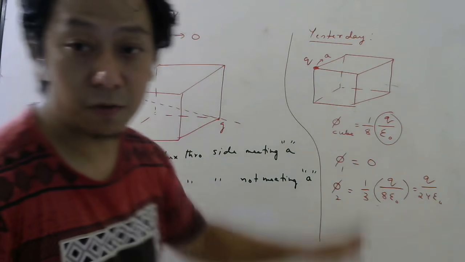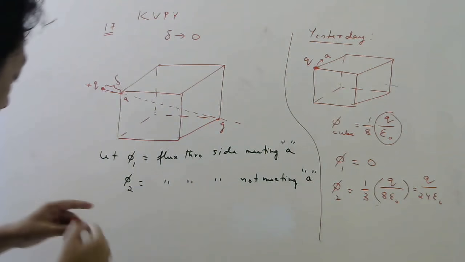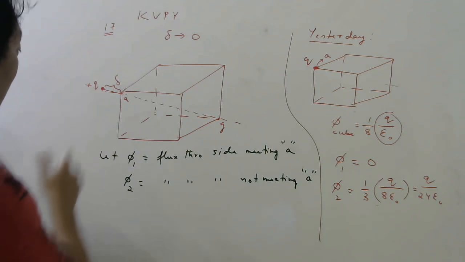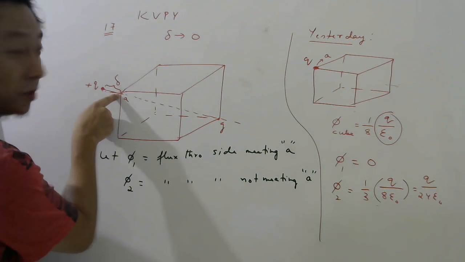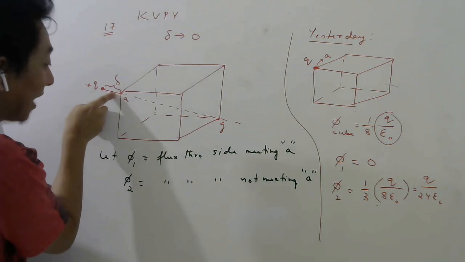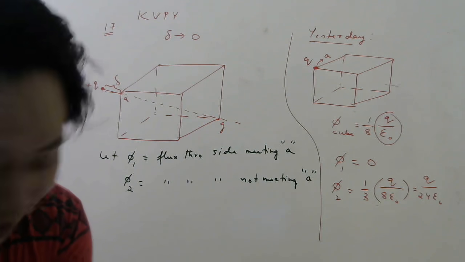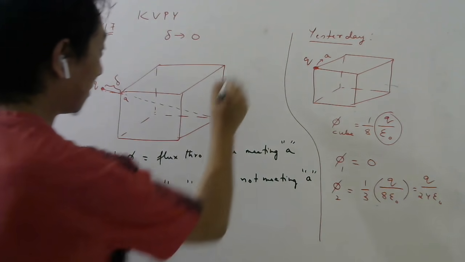Try to revise if you have forgotten. Okay. Now come back to this. In this question, the charge is near to this point, I know, because this gap is almost 0, but still it is outside. So if it is outside, what will be flux through this cube?